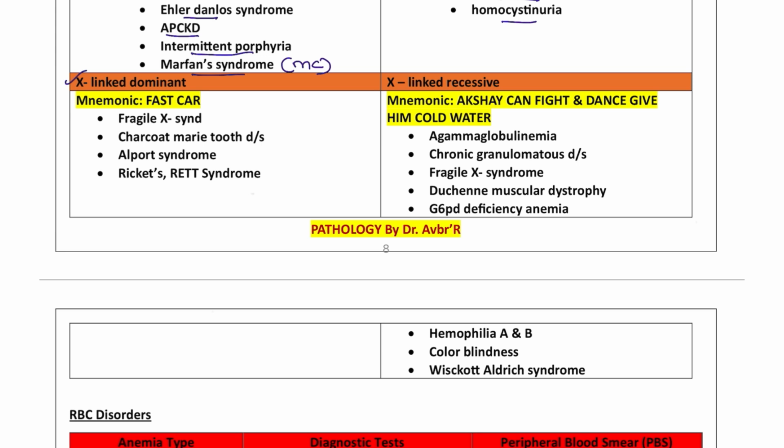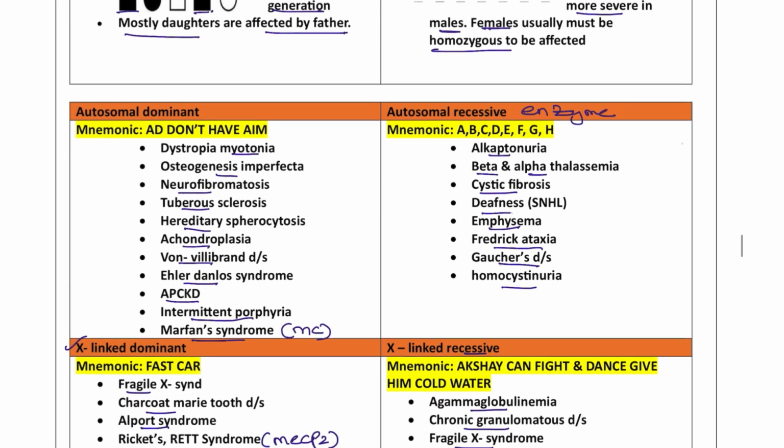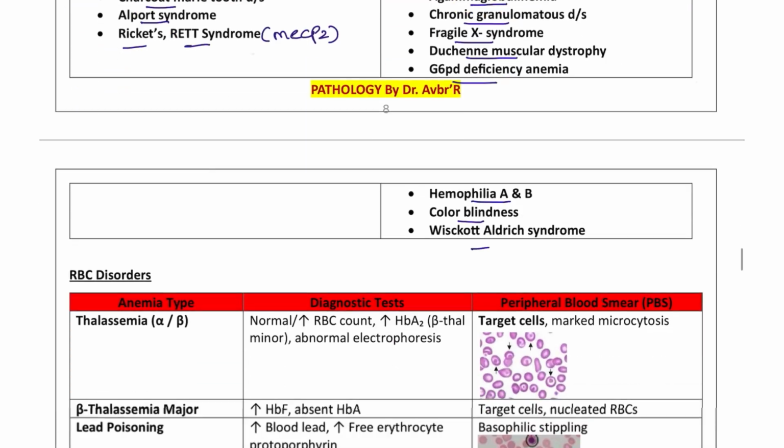X-linked dominant, these are Fragile X syndrome, Charcot-Marie-Tooth, Alport syndrome, rickets, and Rett syndrome. Rett syndrome is associated with the MECP2 gene mutation. X-linked recessive such as agammaglobulinemia and chronic granulomatous disease, Fragile X syndrome, Duchenne muscular dystrophy, G6PD deficiency, hemophilia A and B, color blindness, and Wiskott-Aldrich syndrome. All the examples have been asked previously in the examinations.